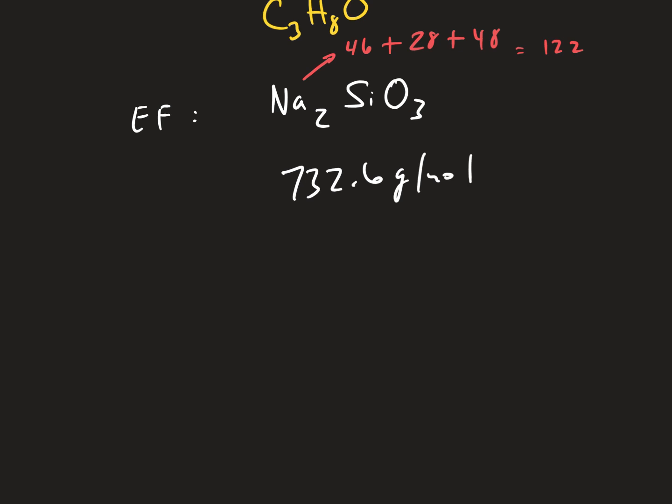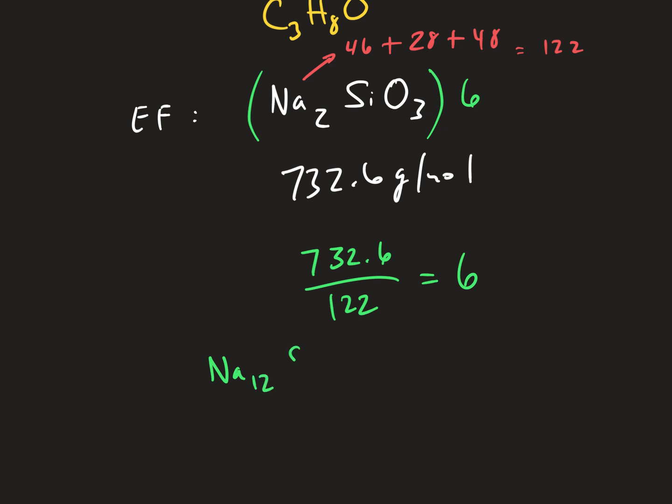Okay, so now what do we do? The weight divided by the number. Yeah, 732.6 divided by 122, and what is that? 6.0049. So basically 6. Perfect. Okay, so is that our answer? No, that is our multiplier. So we multiply this by 6. Thanks, Kai. And we get Na12Si6O18.